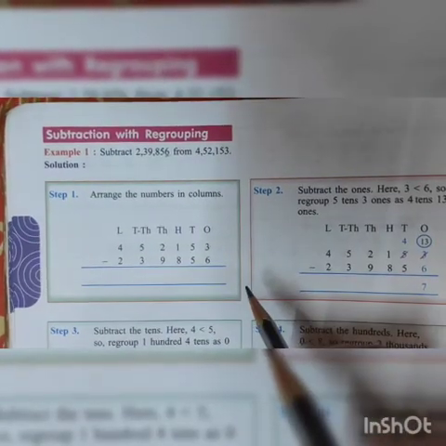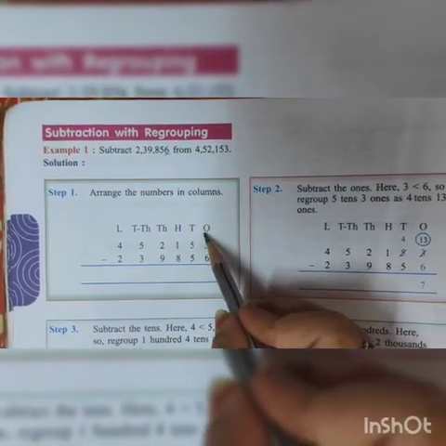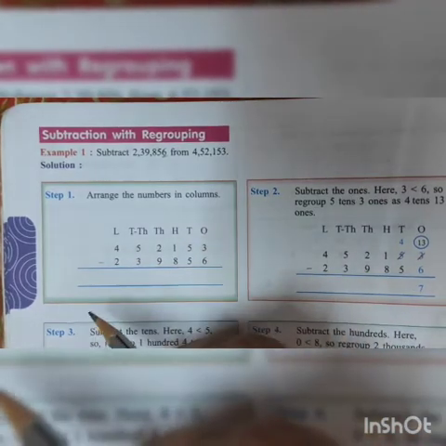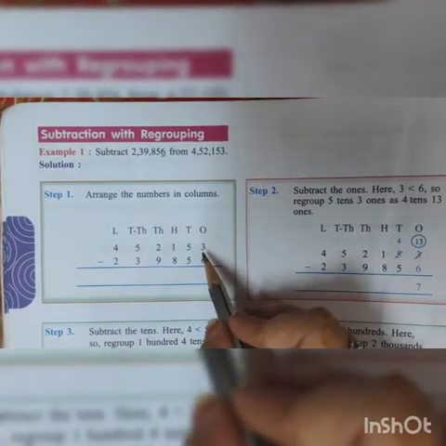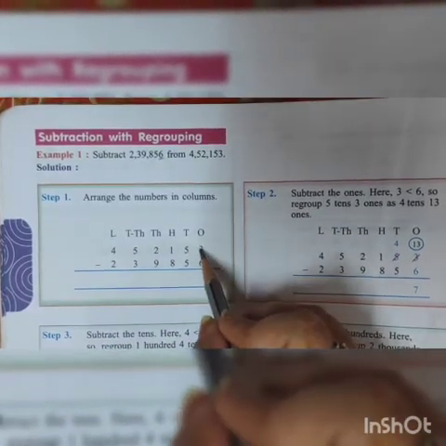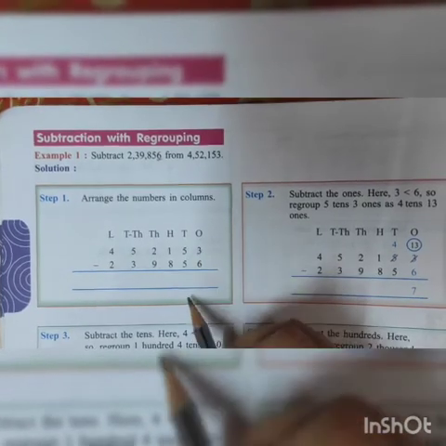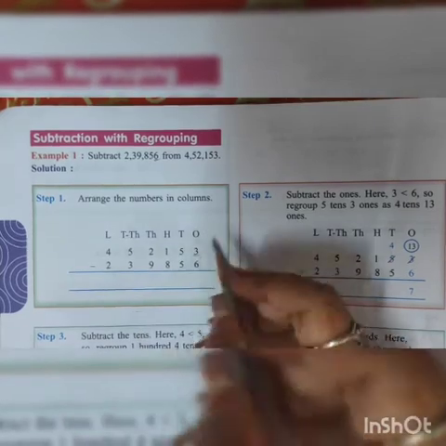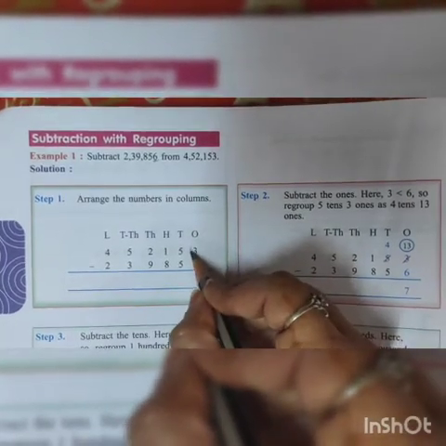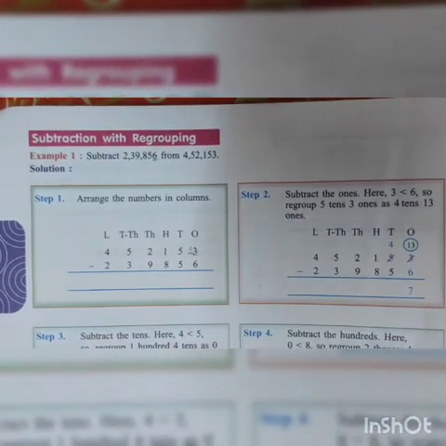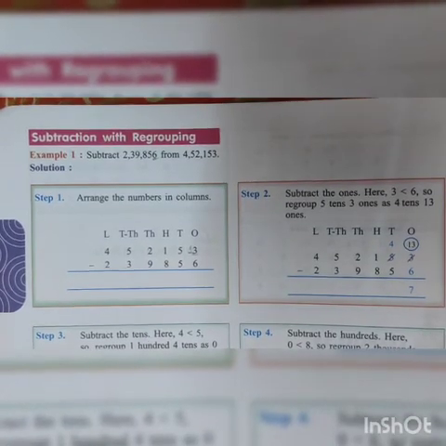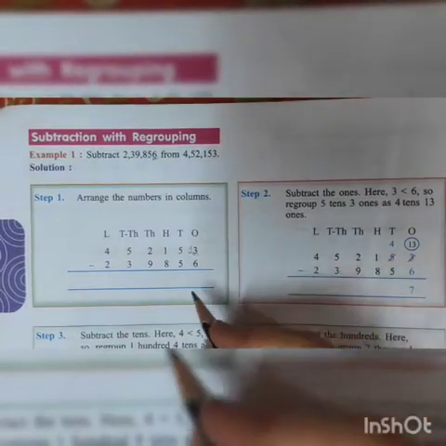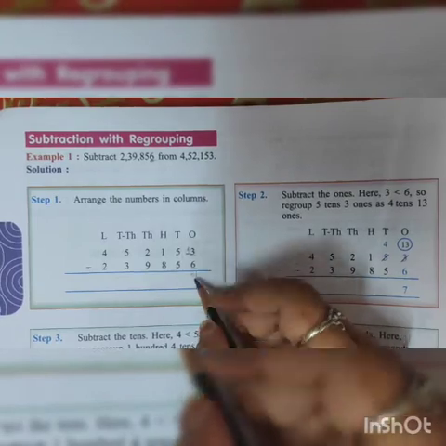Now what we have to do, we have to subtract it. We have to start the subtraction from the ones place. So students, can we subtract 6 from 3? No, it is not possible, because 3 is a smaller number. So we have to make it 13. Now, students, 13 minus 6 will be 7.